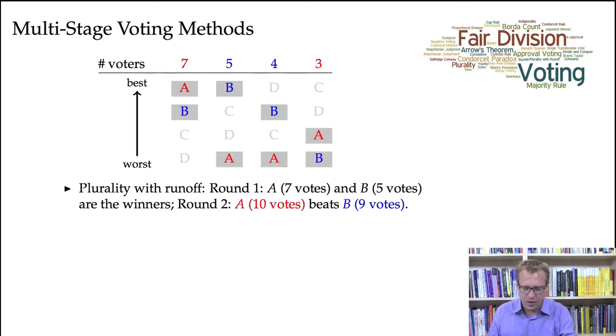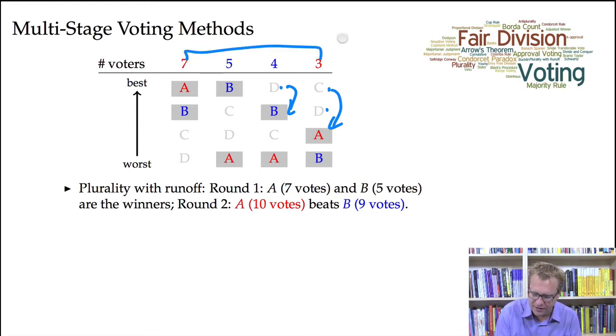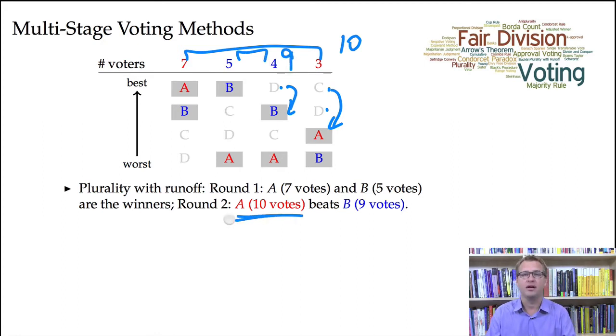And what happens is, since we remove candidates D and C from consideration, those votes in the second and third column are transferred to B and A, respectively. So now in the second round, we see that candidate A gets 10 votes, whereas candidate B only gets 9 votes. So A is declared the winner because A receives more votes than candidate B in the second round.